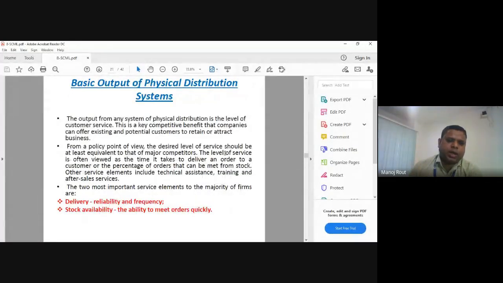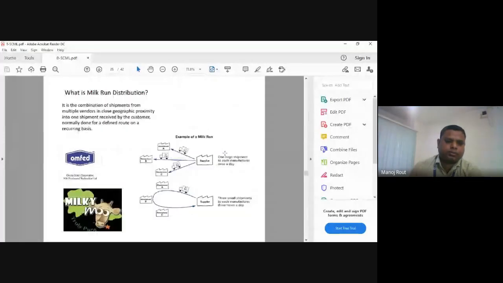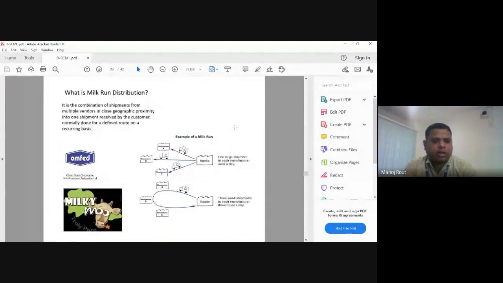Next part is we will directly go to the small case studies. Here, how the distribution management will be affected. As you know, in case of Amul and Milk Moo, they made a particular strategy that is known as milk run distribution strategy. So I just go through the definition. It is the combination of shipment from multiple vendors in close geographical proximity into one shipment received by the customer, normally done for a defined route on a reoccurring basis.